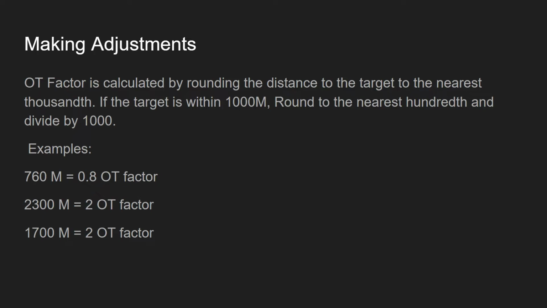If the distance is over 1,000 meters, round to the nearest thousand and divide by 1,000. If the distance was 2,300 meters, then the OT factor is 2. If the distance was 1,700 meters, then the OT factor is also 2.